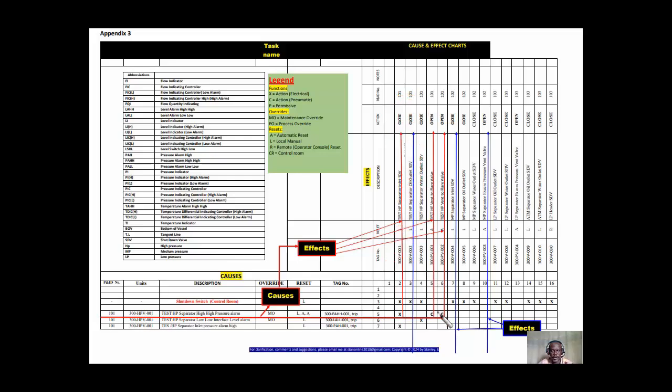The same thing is applicable here. There will be a pneumatic action on 300 PV001. What will happen? This valve will open. Here there's going to be another pneumatic action on 300 PV002. What will happen? This valve will open.